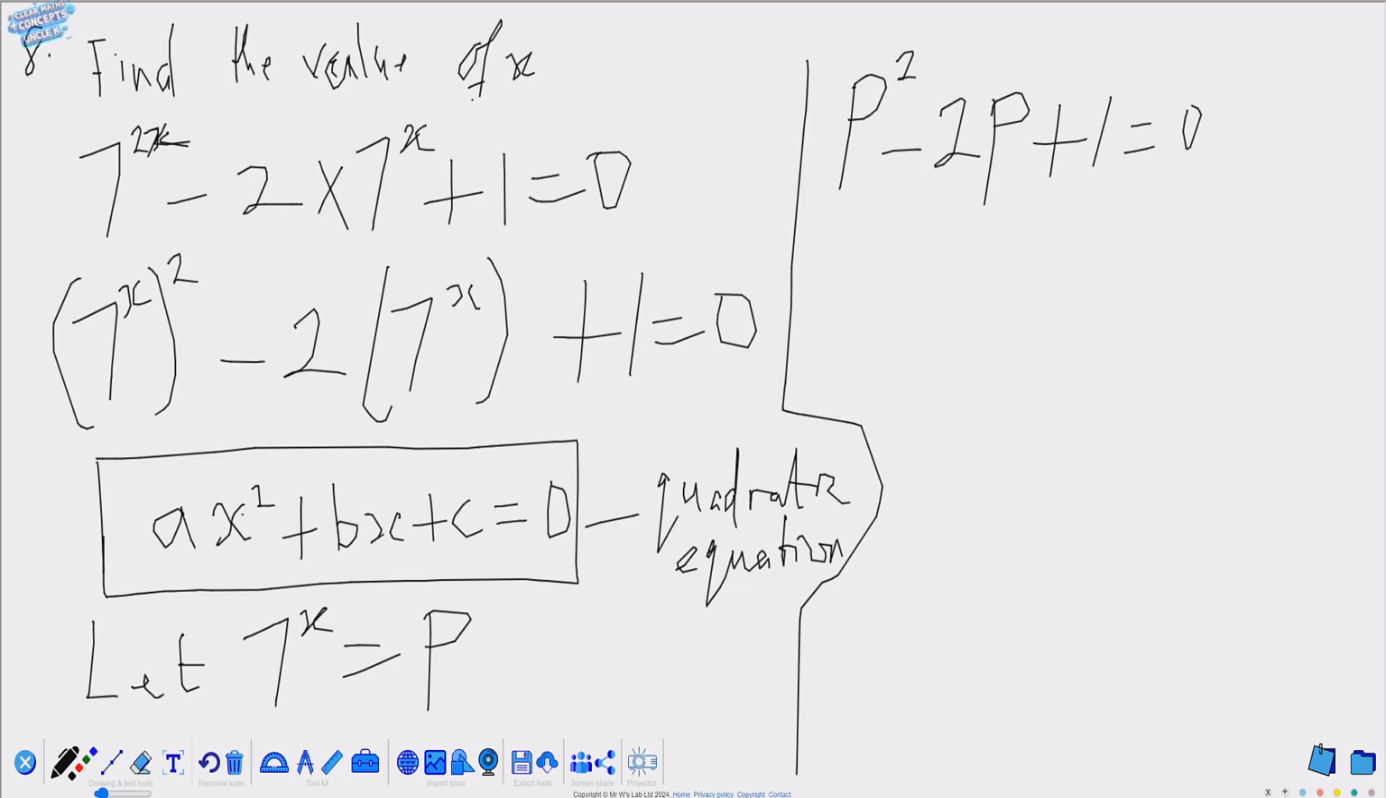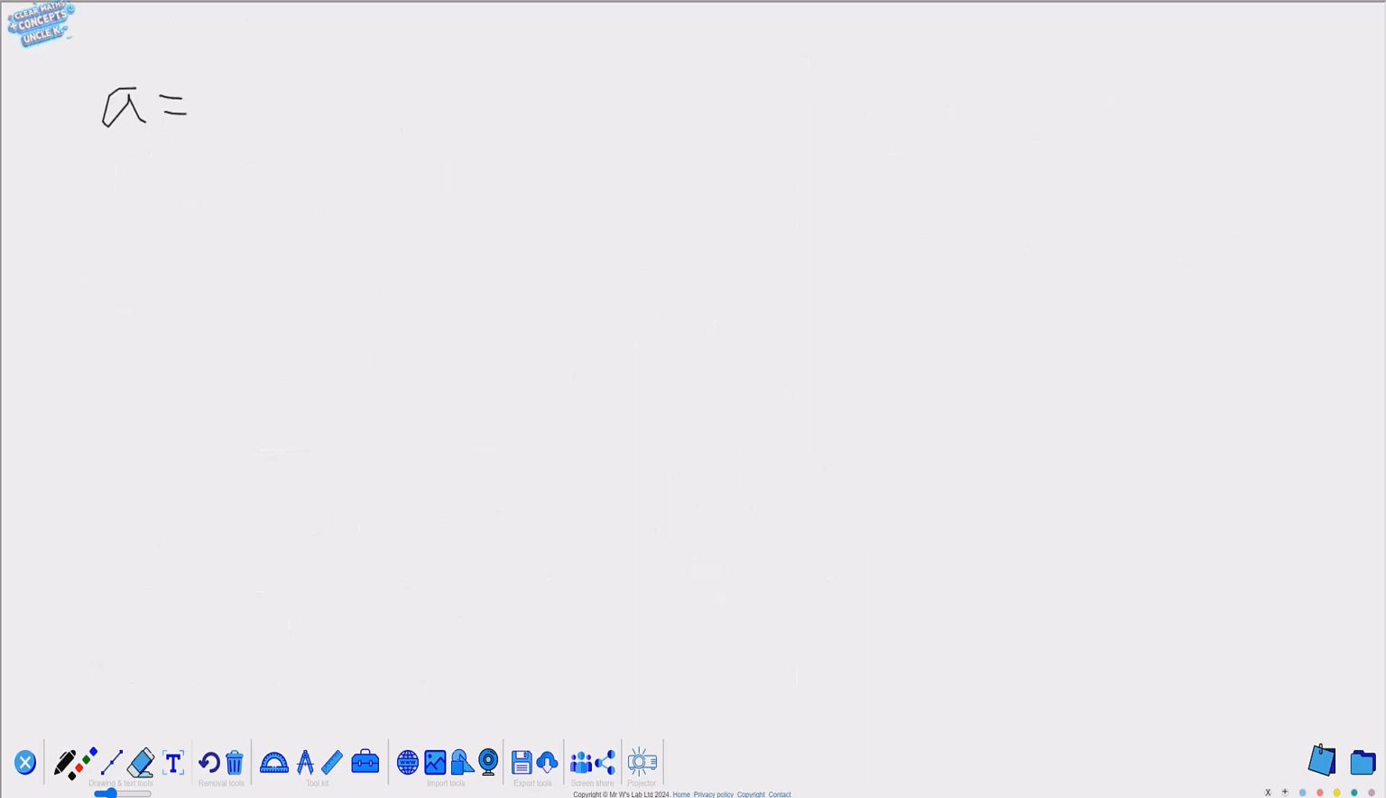Instead of using factorization, which I think is actually the best method, I'll just use the one we are familiar with instead of starting to explain all over again. I'll use the quadratic formula, though factorization seems easier in this case. So your a is 1, your b is minus 2, that is the coefficient of p, and your c is the constant, which is 1.